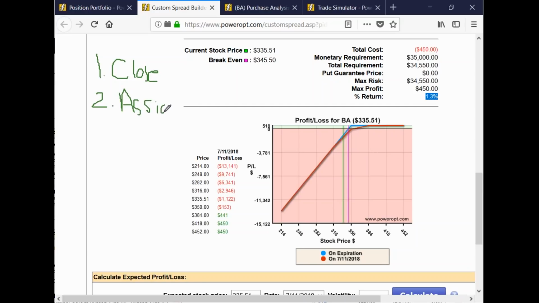Own shares of Boeing. So now that you're assigned at 350, even though it's at 335, you could convert it to a collar or a covered call position. Collar is important if you're worried it's still going to decline, and if you are, you wouldn't take this idea anyway. You could do that as well. Okay, so you take assignment on the position.